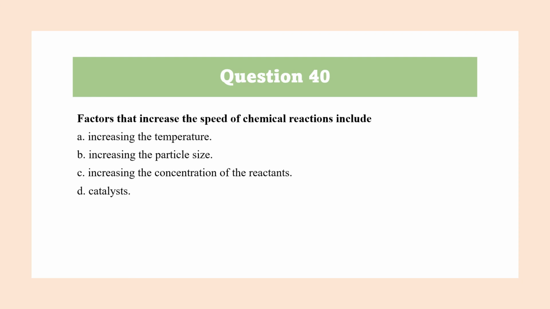Number 40. Factors that increase the speed of chemical reaction include A. Increasing the temperature, B. Increasing the particle size, C. Increasing the concentration of reactants, or D. Catalyst. The answer is A, C, and D. Increasing the temperature, increasing the concentration of reactants, and catalyst will increase the speed of chemical reaction.